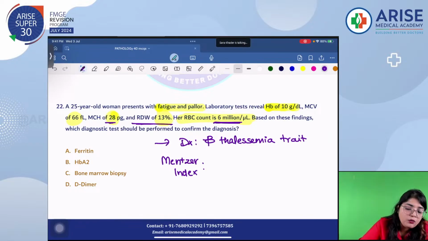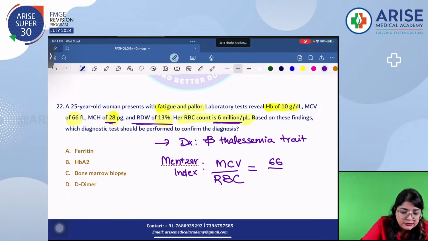Can anybody recall what is Mentzer's index? MCV upon RBC. What is the MCV here? 66. What is the RBC here? 6. That gives you 11. Okay. So remember, this is less than 13.